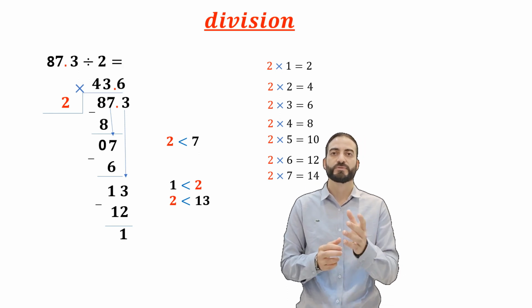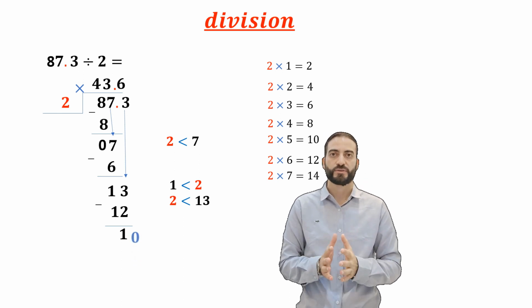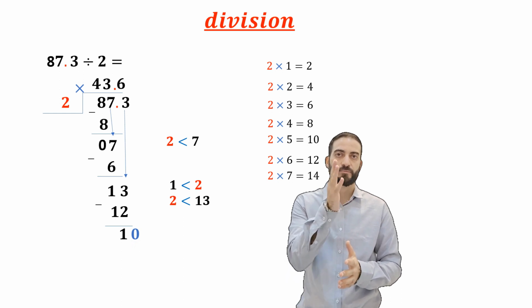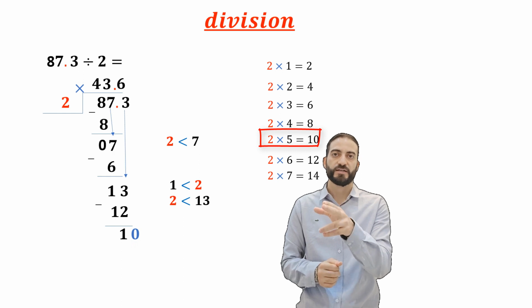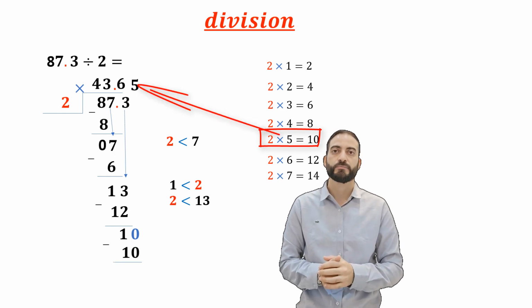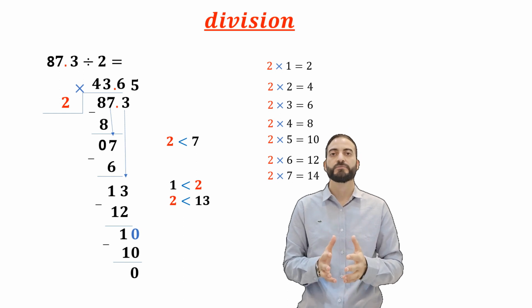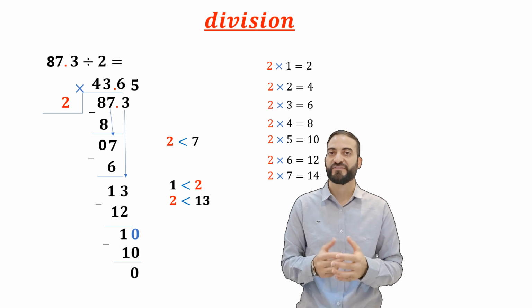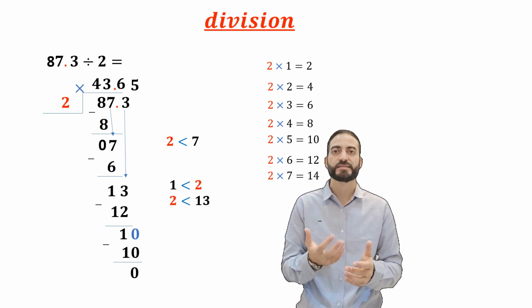So we put 0 next to the 1 and we get 10, which is greater than 2. So we look for 10 here in the multiplication table. We find it here. So we put 5 here and immediately multiply 5 by 2 to get 10 and we do a subtraction to get 0. Now we have finished the process completely because the number here is 0.